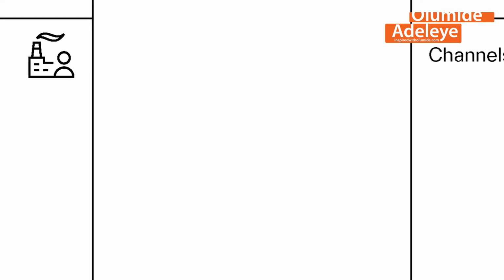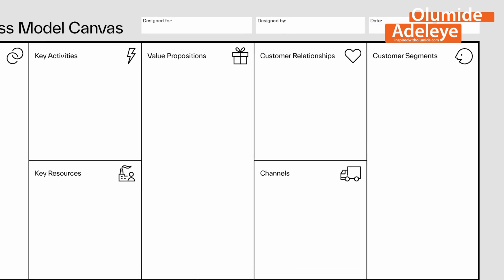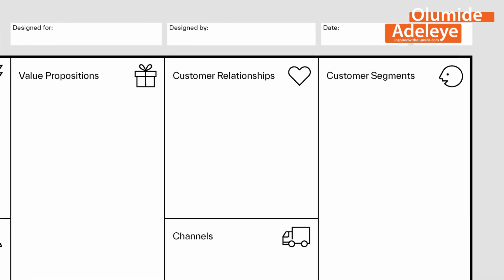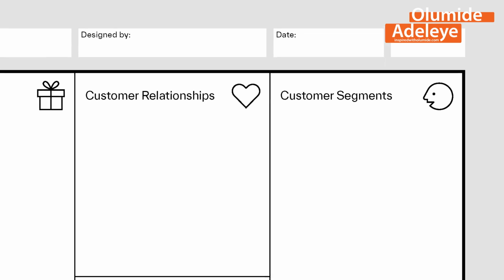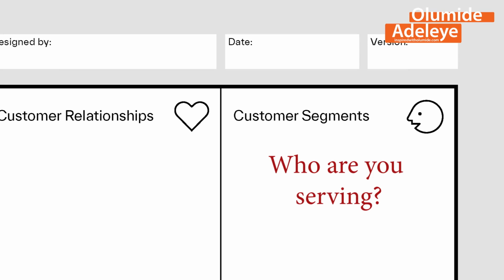The business model canvas is made up of 9 building blocks. The first is what is known as the customer segment. The customer segments are simply, who are you serving? Who are your target customers? You need to list them out one by one.